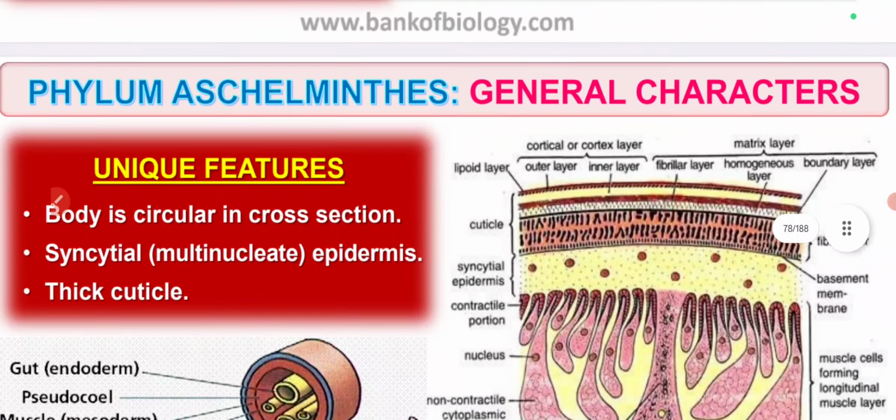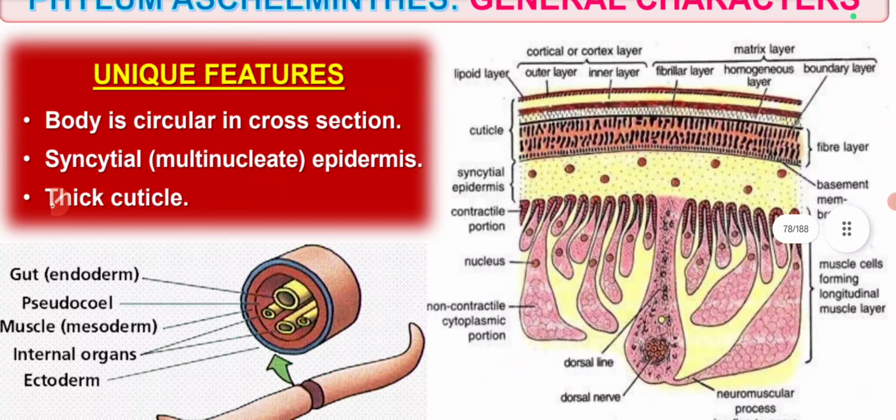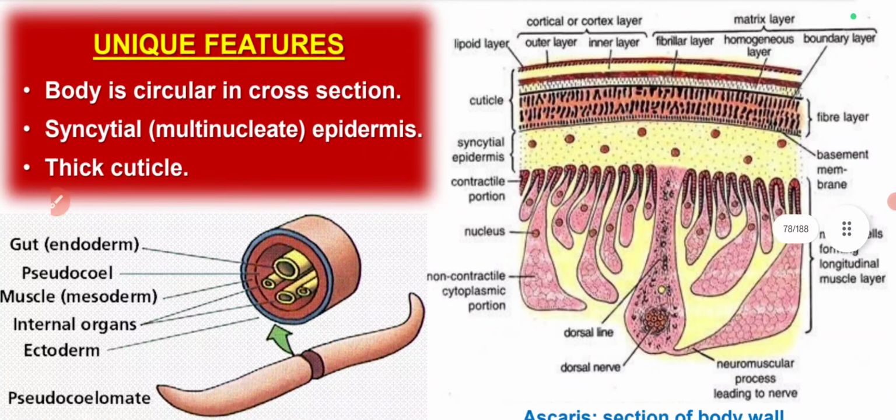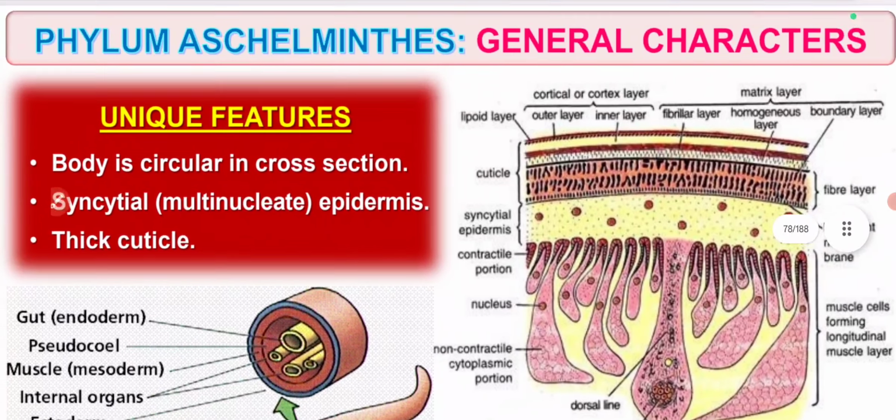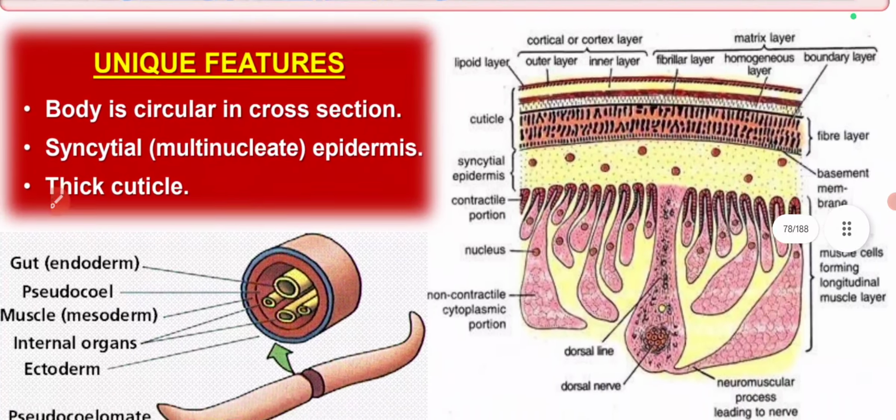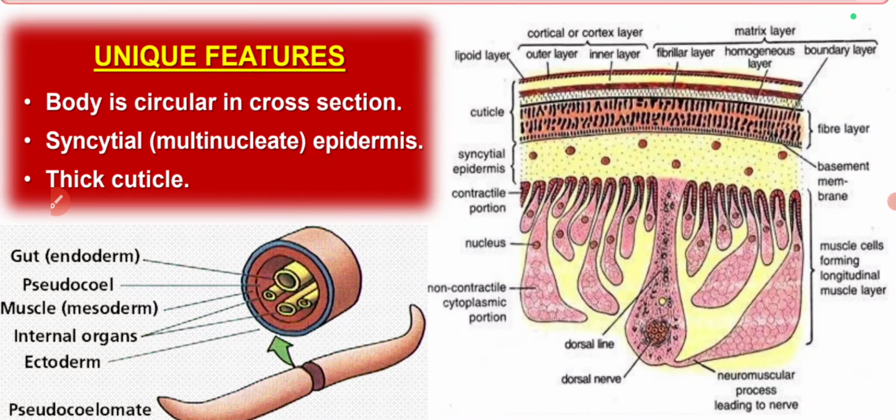Unique features: the body is circular in cross section, with a syncytial, that is multinucleate, epidermis, and a thick cuticle is present. These are the unique features present in the phylum Aschelminthes.